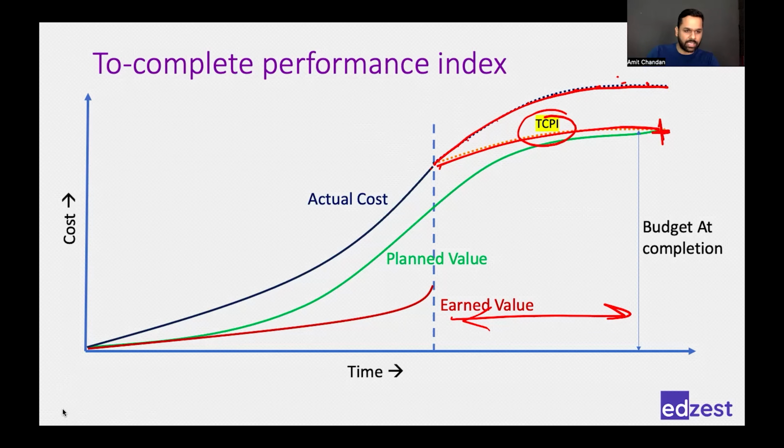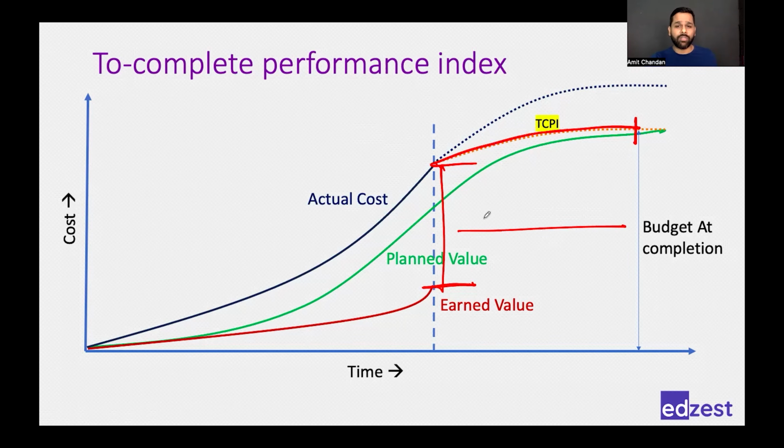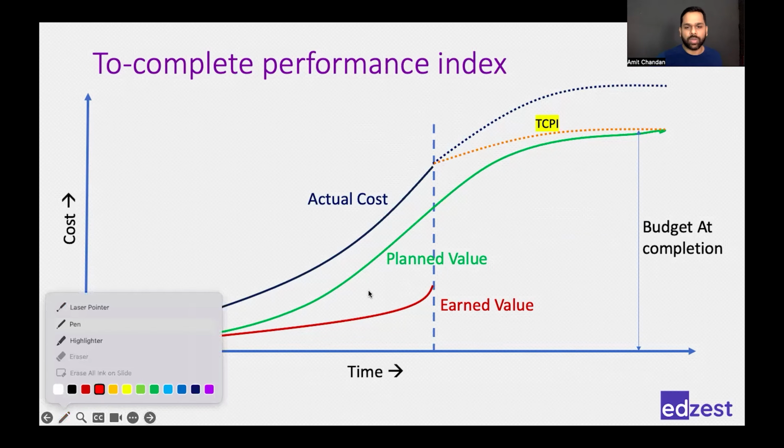Now have a look at this. Because your variation is so huge, it is almost a flat line that you need to complete the budget, which means for the remaining period of work, without spending money, you have to complete the project. Obviously, it is not possible. Right? Now imagine a different scenario where your actual cost was somewhere here.